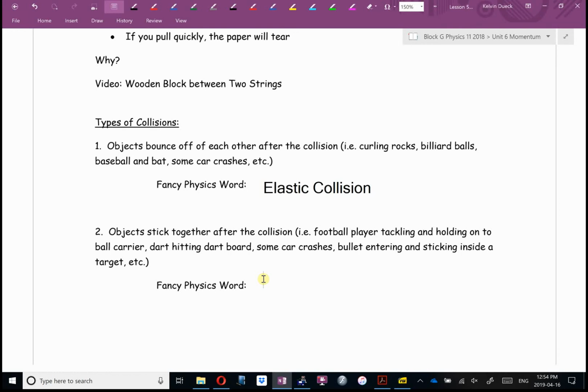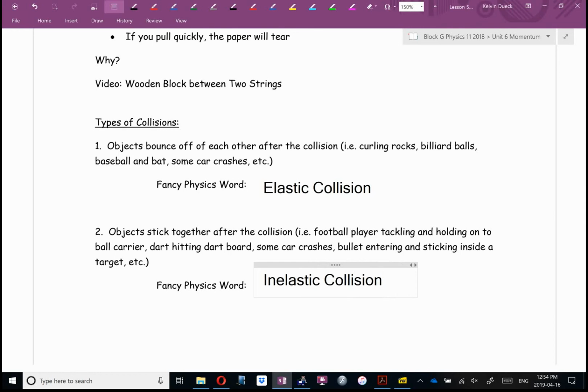Dart hitting a dartboard is a good example because the dart sticks into the dartboard, ideally, unless it falls because you don't know how to play darts. There are some crashes where the wreckage does stick together. A bullet entering and sticking in a target, as long as it doesn't go all the way through the target. These types of collisions we call inelastic collisions.